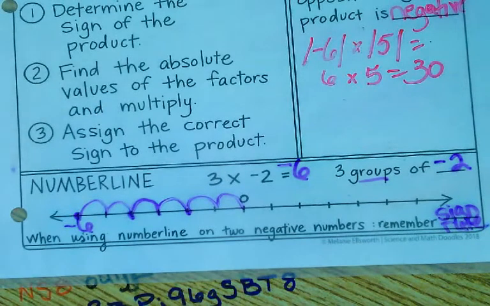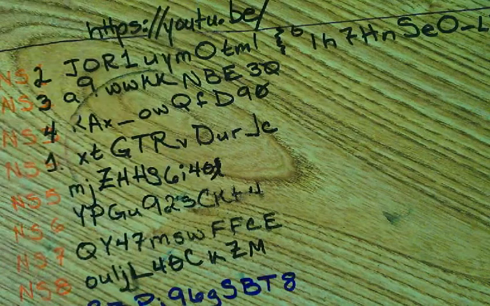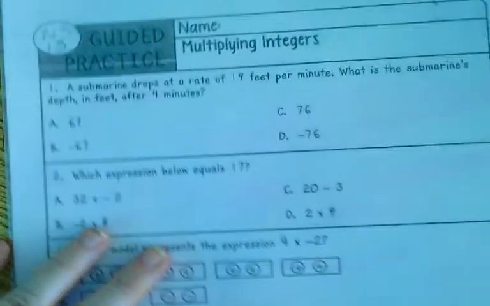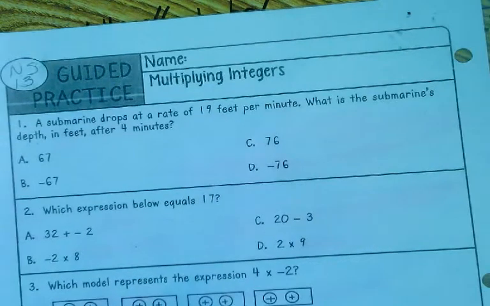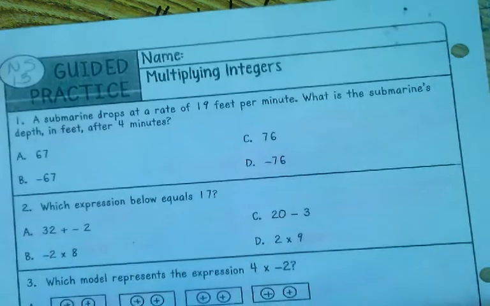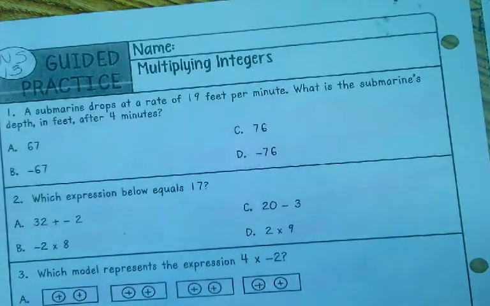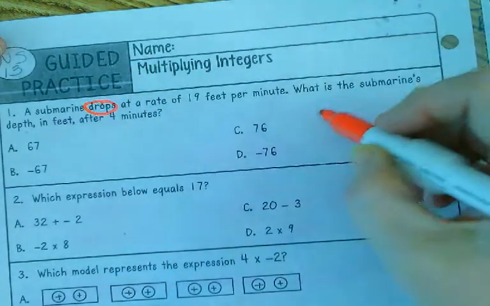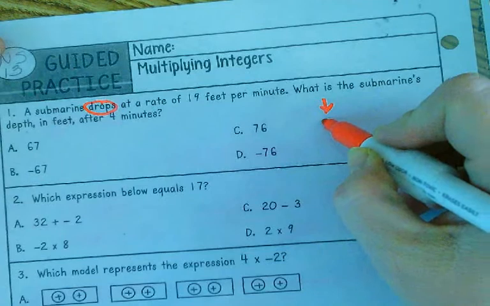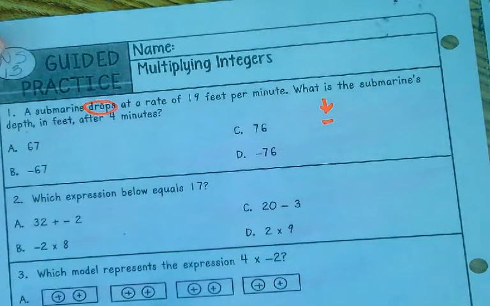So flipping it and going to the guided practice, we see a submarine drops at a rate of 19 feet per minute. What is the submarine's depth in feet after 4 minutes? Well, drops means it's going down. That means it's a negative number. So we've got negative 19 per minute. So if we've got 4 minutes, then we're going to multiply it by 4.